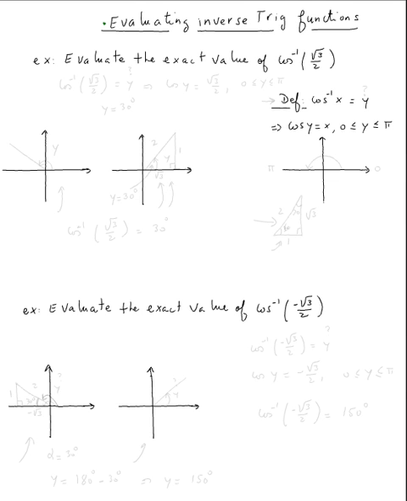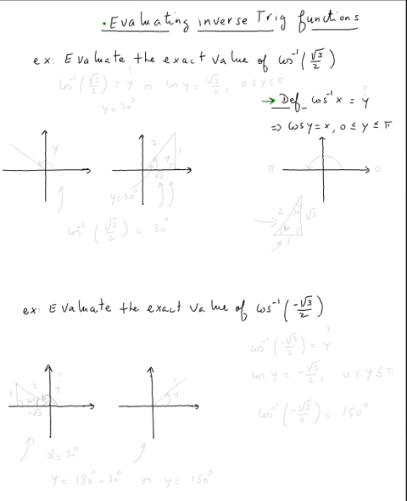The topic is evaluating inverse trig functions. So let's do this example. Find the exact value of cosine inverse of square root of 3 over 2. By definition, look at the definition here. Cosine inverse of x equal y means cosine of y equal x and y is between 0 and pi.